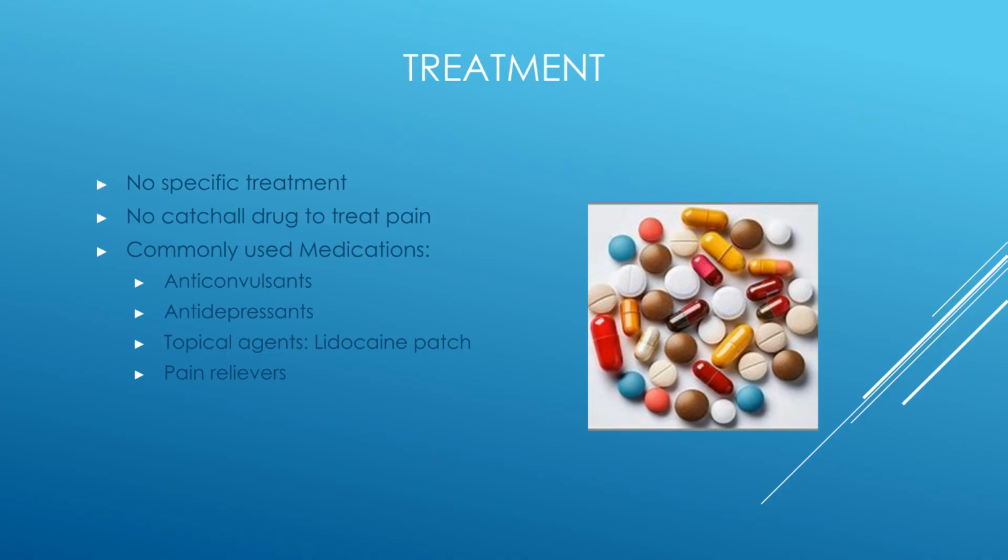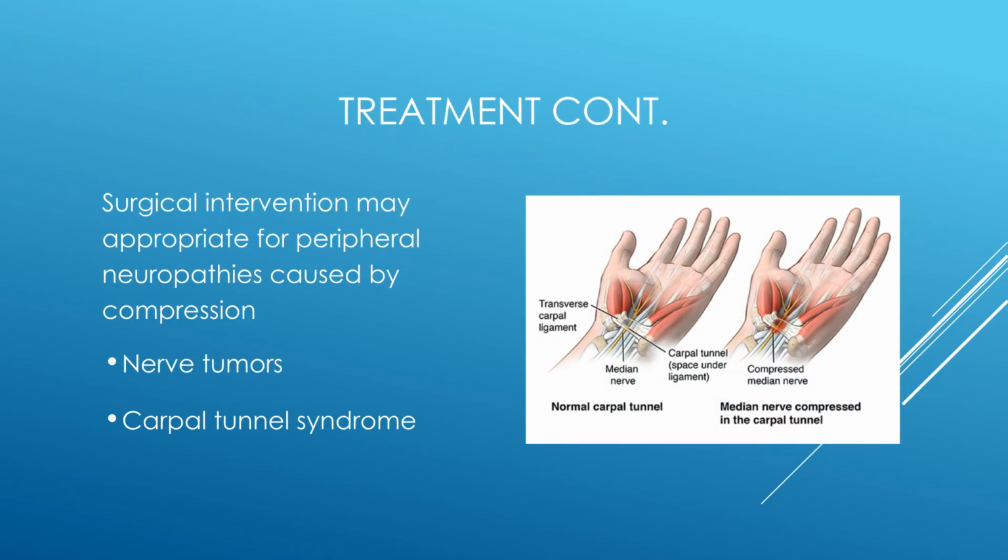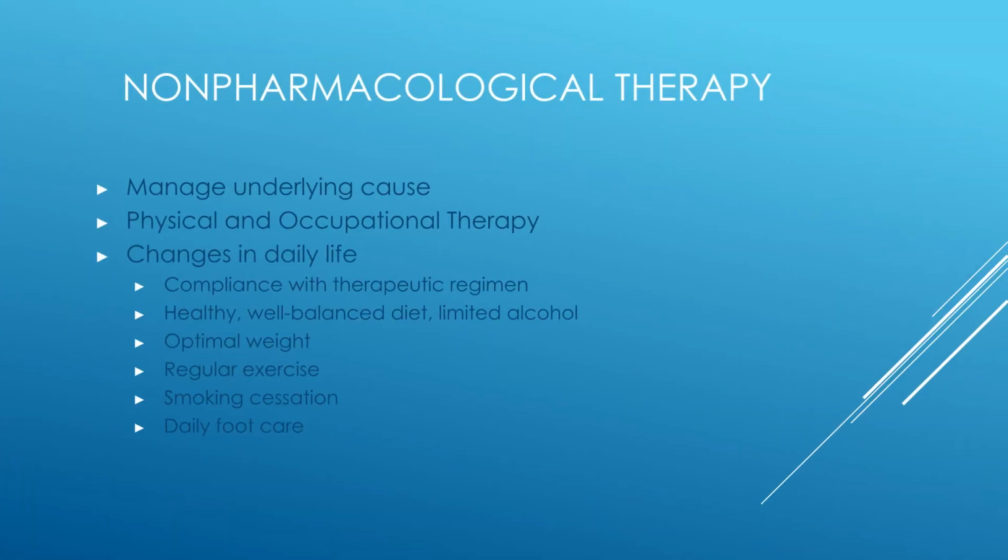There is no specific treatment or catch-all drug to treat pain for peripheral neuropathy. Commonly used medications include anticonvulsants, antidepressants, topical agents like the lidocaine patch, and various pain relievers. Surgical intervention may be appropriate for peripheral neuropathies caused by compression, such as nerve tumors or carpal tunnel syndrome.